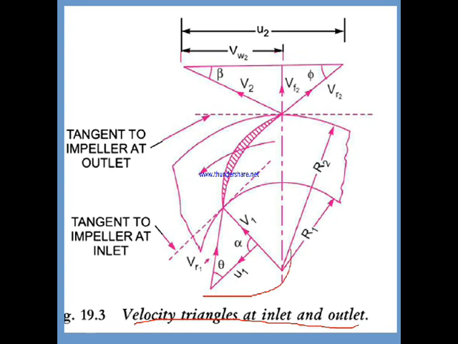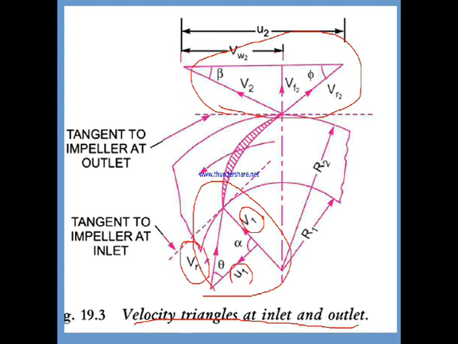This is a velocity triangle. This is the inlet velocity triangle, and this is the outlet velocity triangle. The inlet velocity triangle has the absolute velocity V1, the relative velocity Vr1, and a tangential velocity small u1. Similarly, at the top we have the outlet velocity triangle with absolute velocity capital V2, relative velocity Vr2, and tangential velocity u2. So these are the velocity triangles at the inlet and outlet conditions.